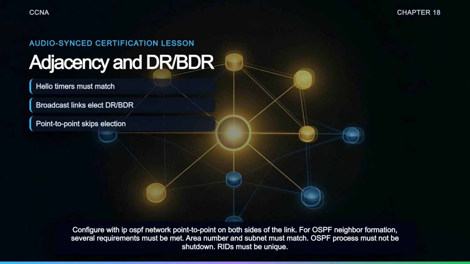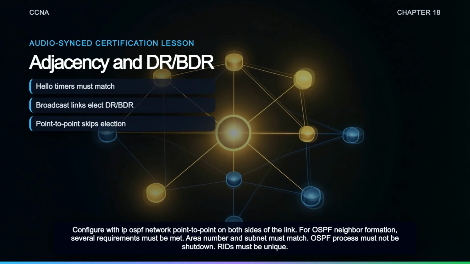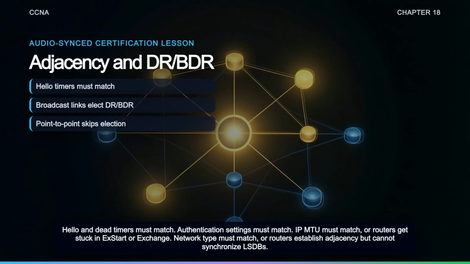For OSPF neighbor formation, several requirements must be met. Area number and subnet must match. OSPF process must not be shut down. RIDs must be unique. Hello and dead timers must match. Authentication settings must match. IP MTU must match, or routers get stuck in Exstart or Exchange. Network type must match, or routers establish adjacency but cannot synchronize LSDBs.